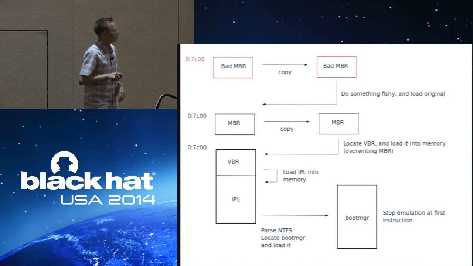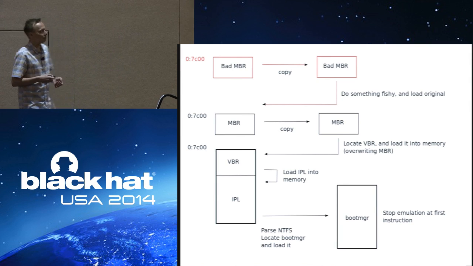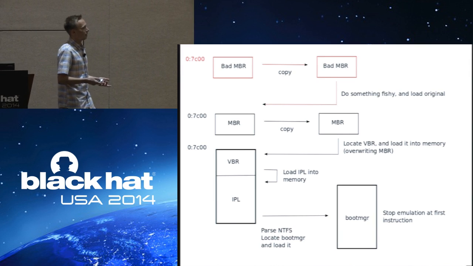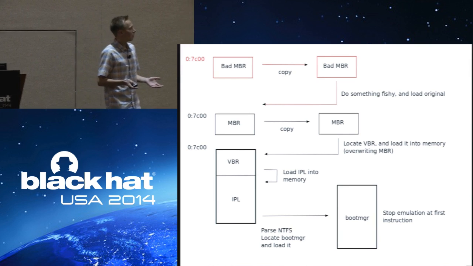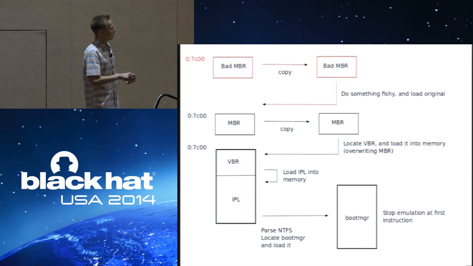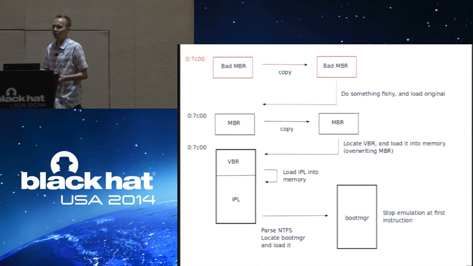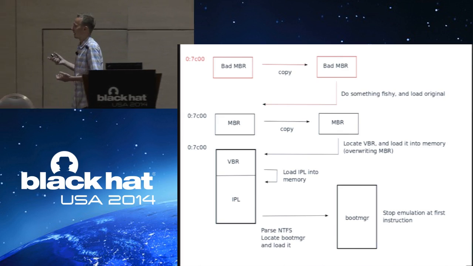So you see up here, this is the first code to be run, which would be the bad MBR, right? As we saw in the demo, it would still copy itself to a different memory location, do something fishy, and then load the original back to where it used to be. And from here on, everything in this area will be exactly the same as what we expect it to be. So the question is, how do you detect that this is bad?